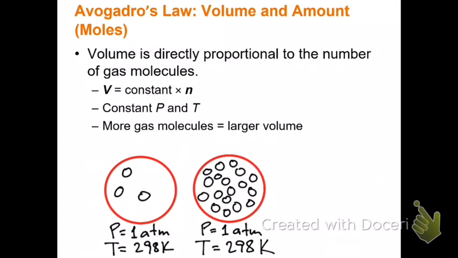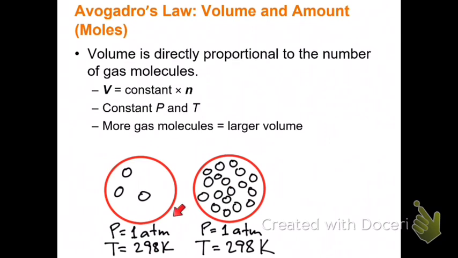According to what you learned regarding volume and pressure, you can see that the pressure in this second container would be a lot higher compared to the pressure in the first container, right? Because you have a lot of gas molecules here that are colliding with each other, colliding with the container walls, causing a rise in pressure.